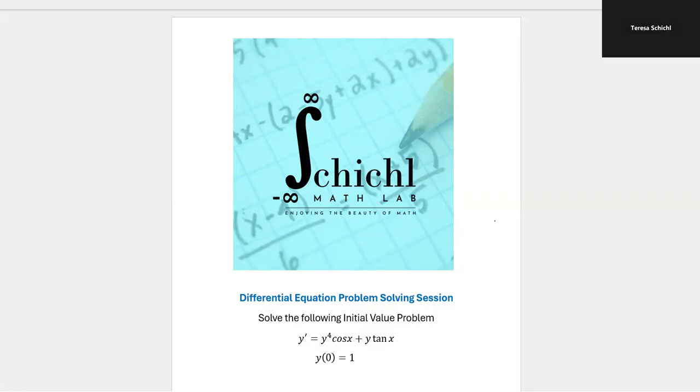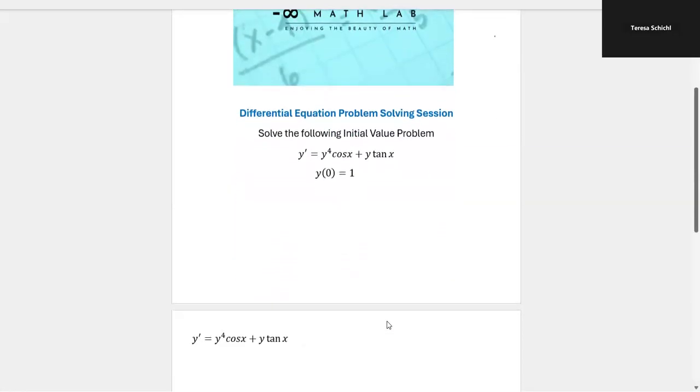And here is the problem we are going to solve today. So y prime equals y to the fourth cosine x plus y tangent x, with the initial condition y(0) equals 1. All right, so like always, here is the problem.